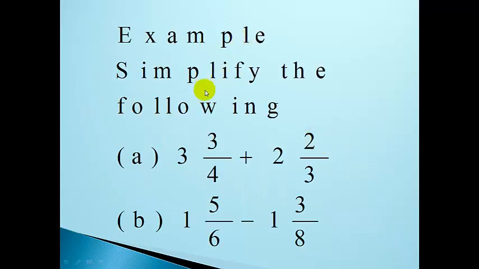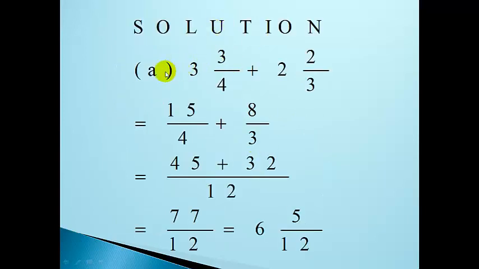Example: simplify the following. A, 3 whole number 3 over 4 plus 2 whole number 2 over 3. B, 1 whole number 5 over 6 minus 1 whole number 3 over 8. Let's see how best we can simplify this problem. Solution. A, 3 whole number 3 over 4 plus 2 whole number 2 over 3.